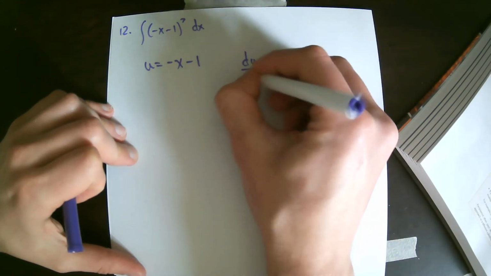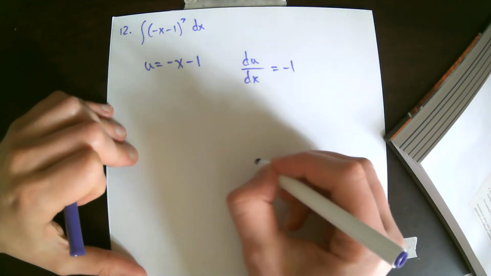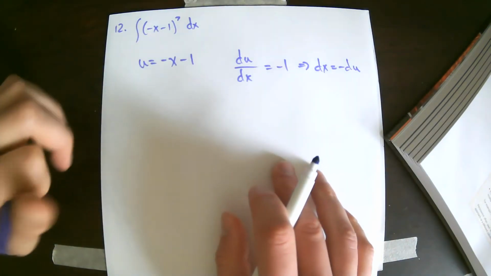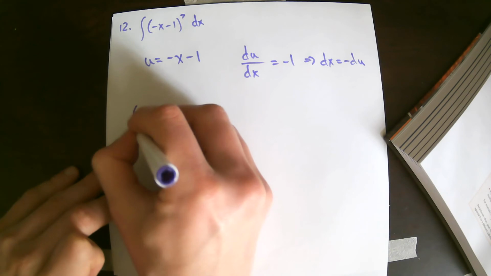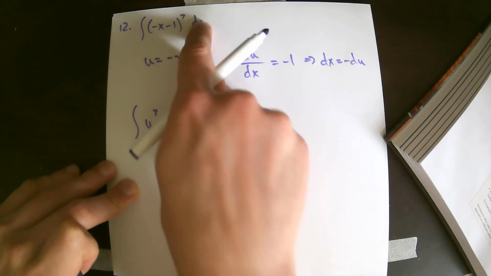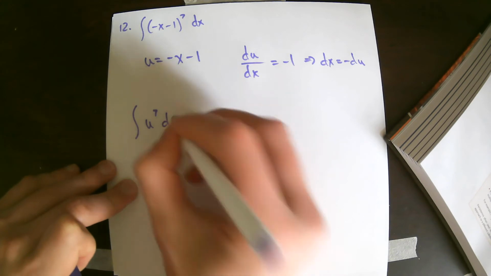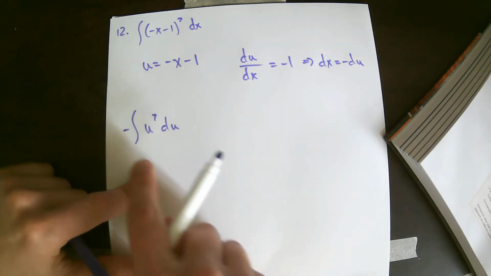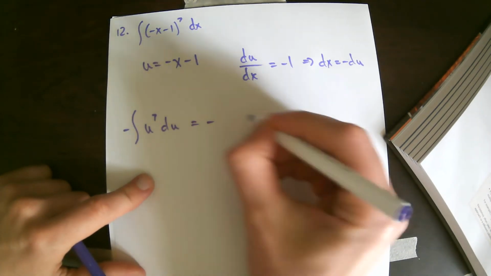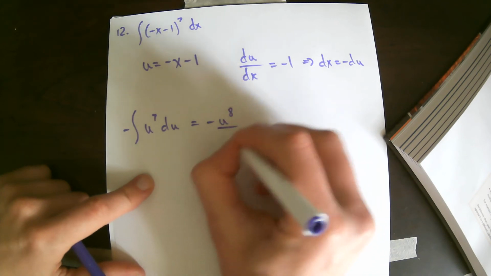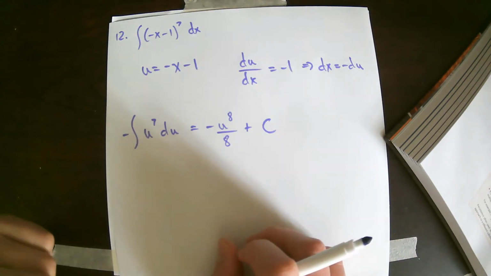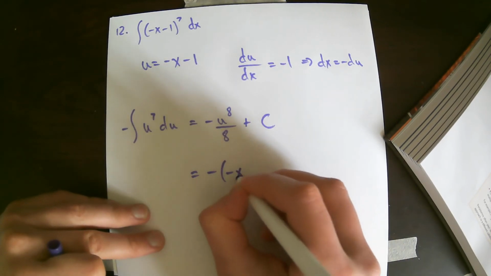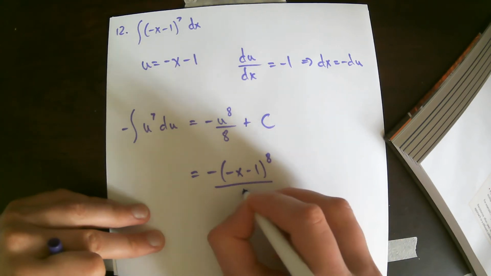Then du over dx will be just negative 1. That implies that dx is equal to negative du. Okay, that means that when I do all of my replacing, I'm going to have u to the 7th and then negative du, but why don't I just put the negative all the way out there? Because it's just a negative 1, so I'll go all the way out with it. And then this is going to be negative u to the 8th over 8, plus my constant of integration. That's using the power rule for integration. Then replacing u.